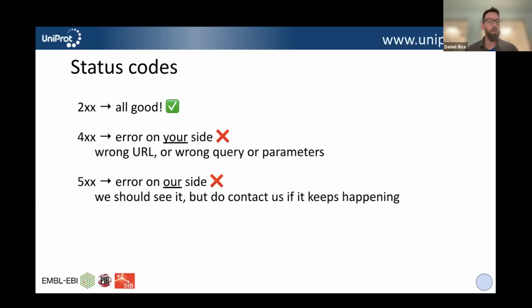And speaking of HTTP, it's good to keep in mind the status codes. If you have a status code for a request that's 200, that means everything is good. And if you have something that's 400, for example, 404 is quite a common thing you might see in other websites. It means it's not found. And it's usually because you've got an error on your side. So you've got the wrong URL or some typo in the query or parameter, something like that. And then 500s is something that we've done wrong on our side. And so we should see this in our logs, but if you keep seeing it, do get in touch with us and we'll try to resolve it.